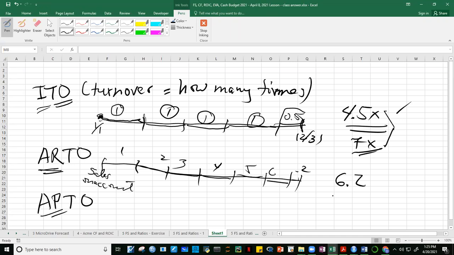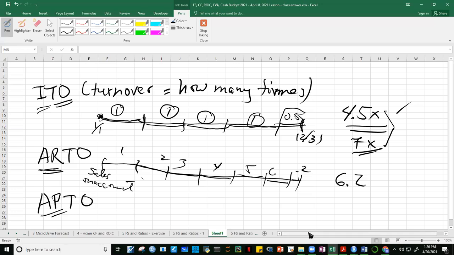Okay? In this case, it's 6.2. So it tells us how many times, okay, because remember, turnovers are ratios that tell us how many times the company is able to sell on account and then collect the receivable. Okay, if it's 6.2 times per period, that means 6.2 times in a year, it's able to do that cycle. Sell on account, collect. Sell on account, collect. Sell on account, collect. Okay?